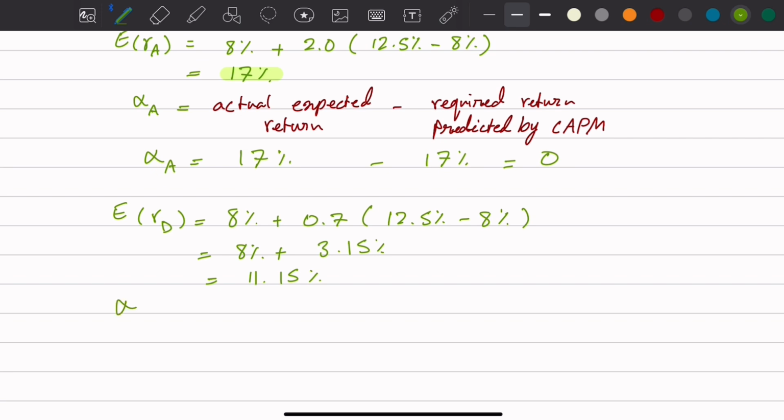So alpha for the defensive stock is going to equal 8.75, which is the actual expected return, minus the required return predicted by the capital asset pricing model, which is 11.15% in this case. Okay, so 8.75 minus 11.15, and that would be a minus 2.4%. What does that mean?